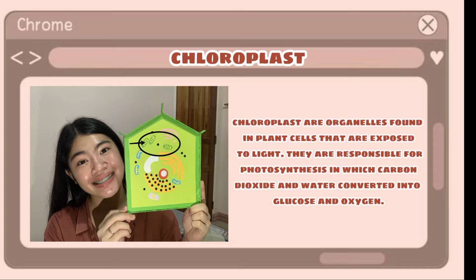Chloroplasts are organelles found in plant cells that are exposed to light. They are responsible for photosynthesis, in which carbon dioxide and water are converted into glucose and oxygen.